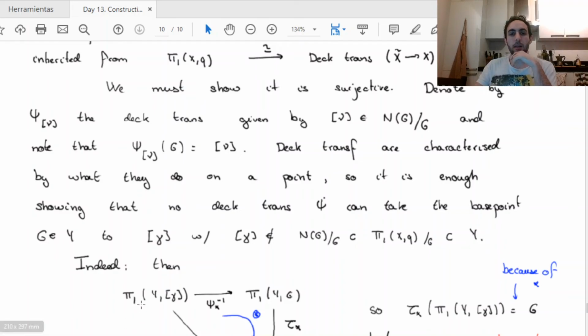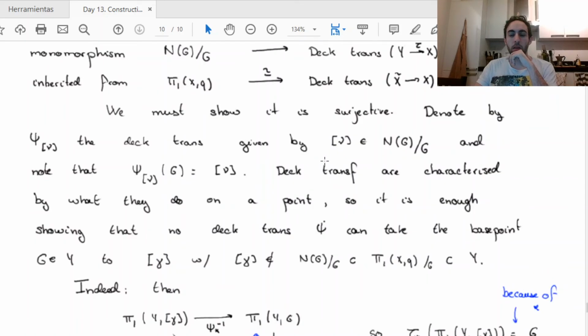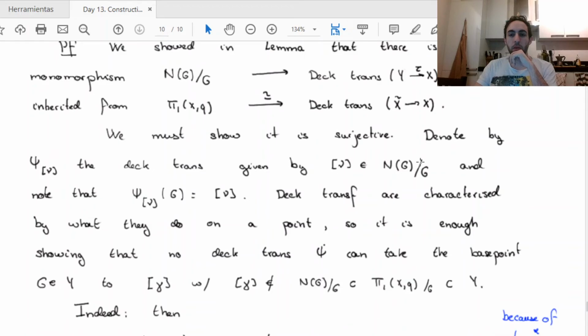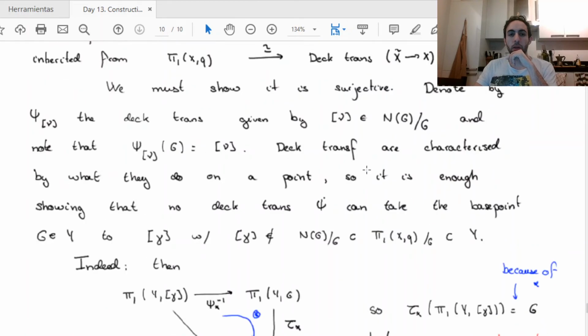So as we said, deck transformations are characterized by what they do on a single point, right? For instance, all the deck transformations we've constructed out of N_G, of course, what do they do? Basically, they take the base point, which is G, and they send it to the class of nu. So to conclude, the argument is that all the deck transformations we know do this.